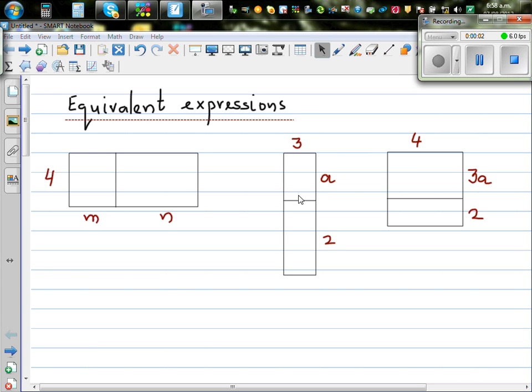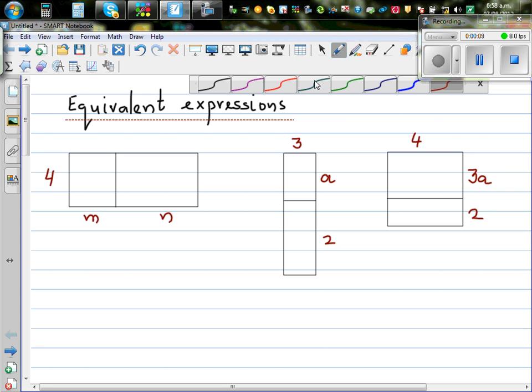Let's talk about equivalent expressions, and this is something students struggle to understand. Equivalent expression is a very simple idea.